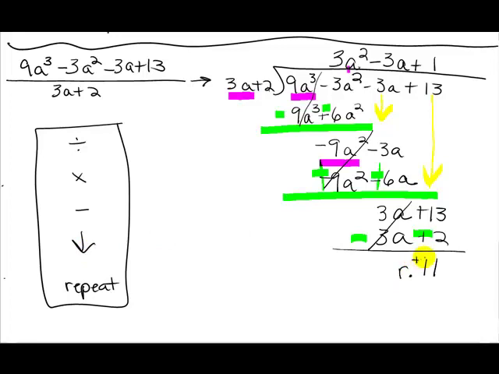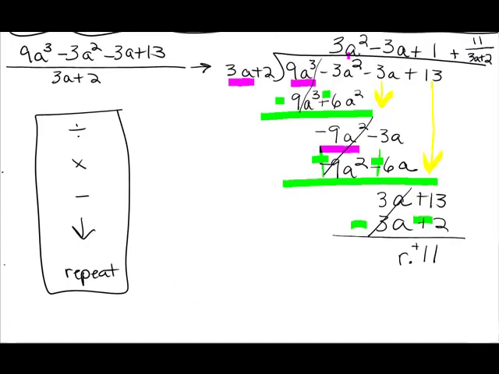And it is positive, and this is important, because to write this, we come over here and put plus 11 over our divisor of 3a plus 2. That's how we can write a remainder as a fraction. So then our answer here is 3a squared minus 3a plus 1 plus 11 over 3a plus 2.